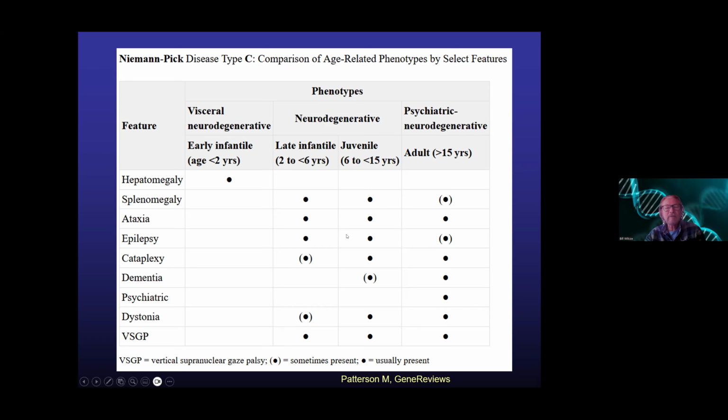Seizures are frequent in the more severe ones, ataxia in all of them, some degree of splenomegaly, particularly in the severe ones, and loss of function, and a vertical gaze palsy, which appears over time. It's not always present early on, but that's a useful sign if you see it.